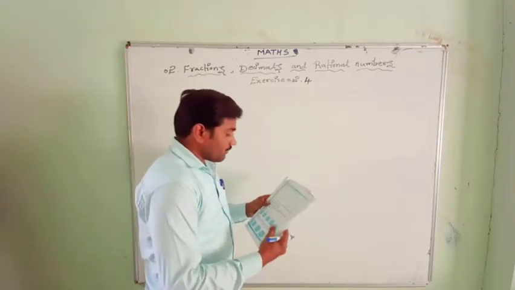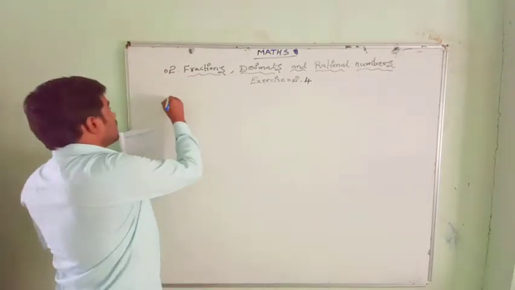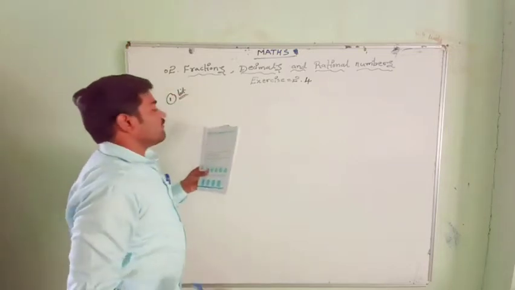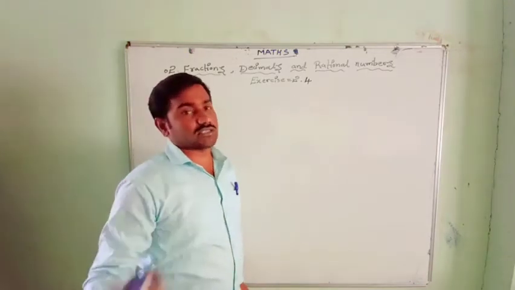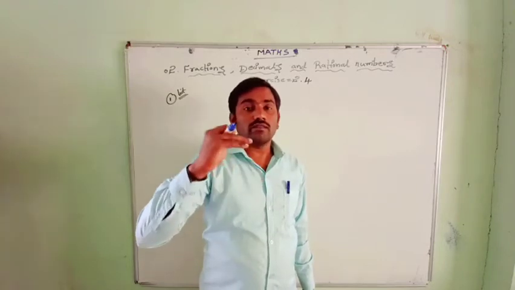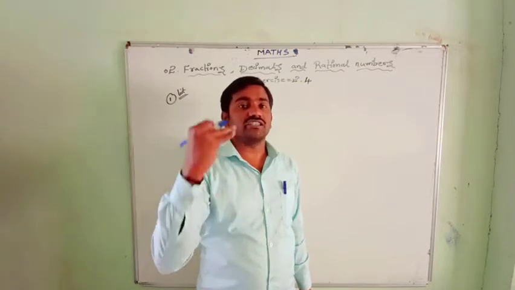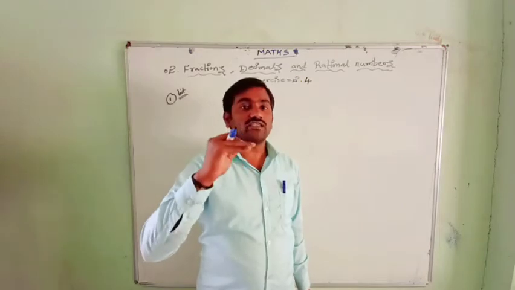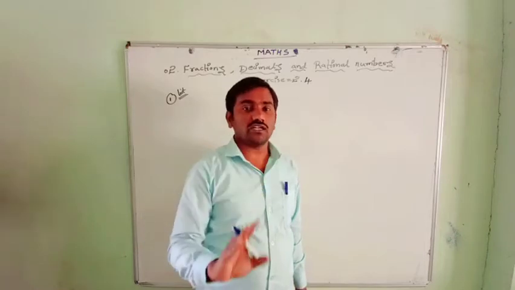Then let us enter into the chapter here as 2.4. Here we have overall 4 questions. Let us solve the 4 bits. First bit, find the reciprocal of each of the following fractions. Reciprocal, we have learned that in our previous classes also, means interchanging the numerator as a denominator and denominator as a numerator. This is called reciprocal, reversing, that is called reciprocal.